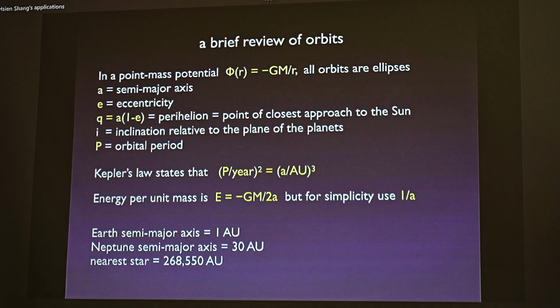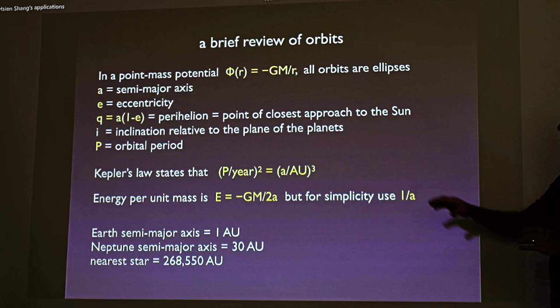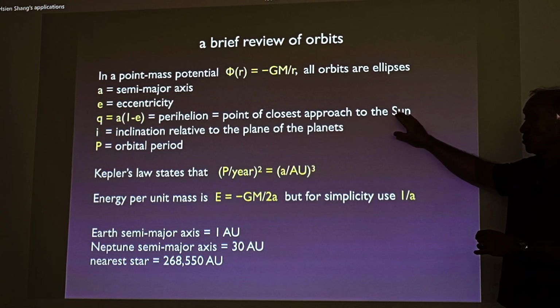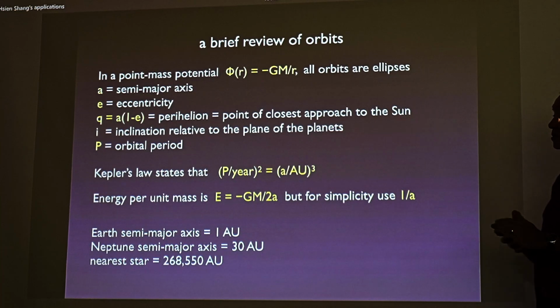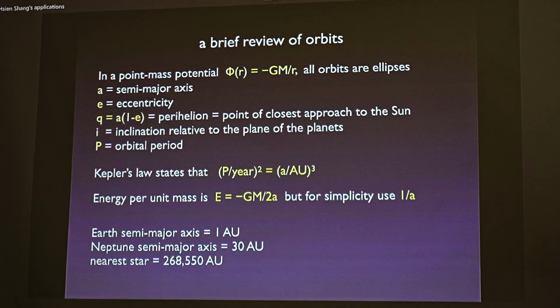Let me just briefly remind you of the basics of orbits in Keplerian potentials. All orbits, of course, are ellipses. The ellipse is specified by the semi-major axis and the eccentricity. The perihelion distance, the point of closest approach to the sun, is the semi-major axis times 1 minus the eccentricity.